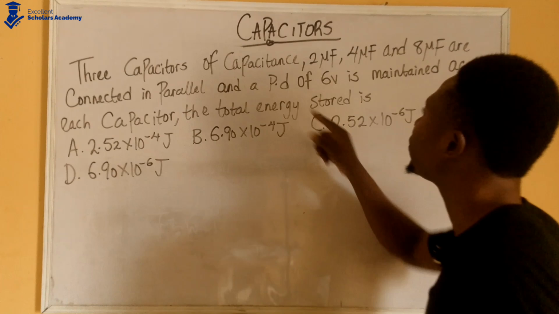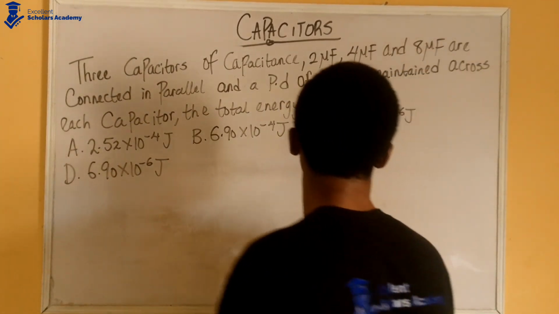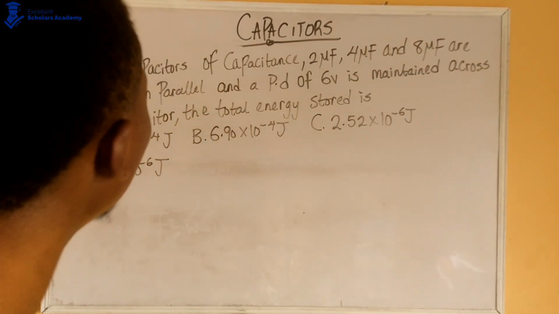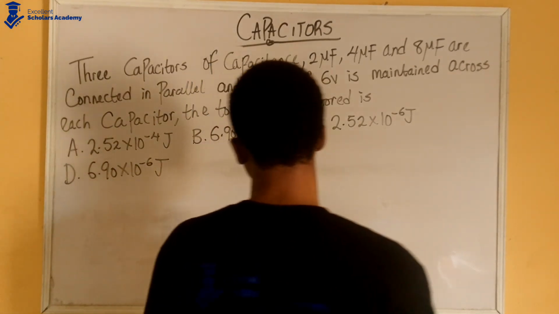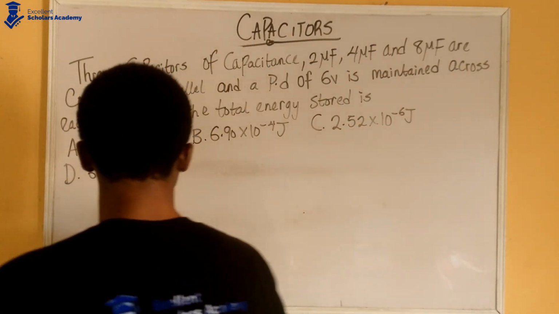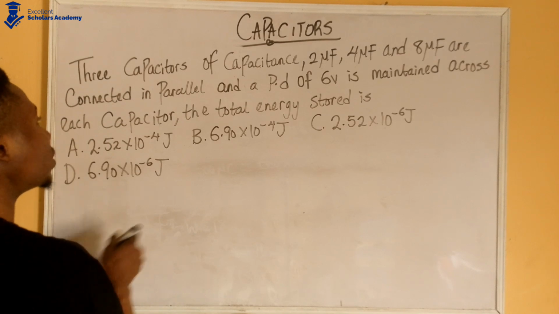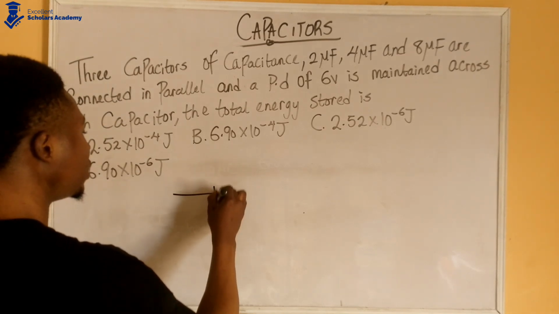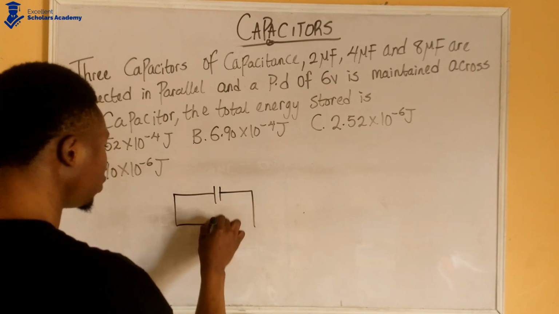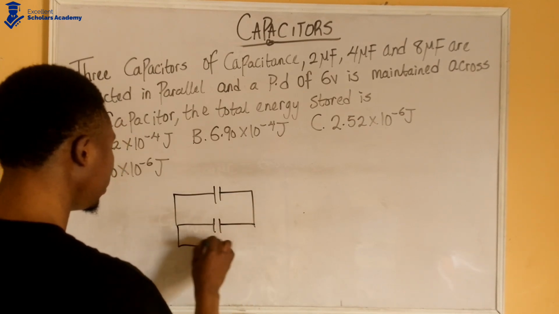3 capacitors of capacitance 2 microfarad, 4 microfarad, and 8 microfarad are connected in parallel, and a PD of 6 volts is maintained across the capacitor. The total energy stored is? So we have that the capacitors are connected in parallel. So let me just draw a diagram to illustrate this.